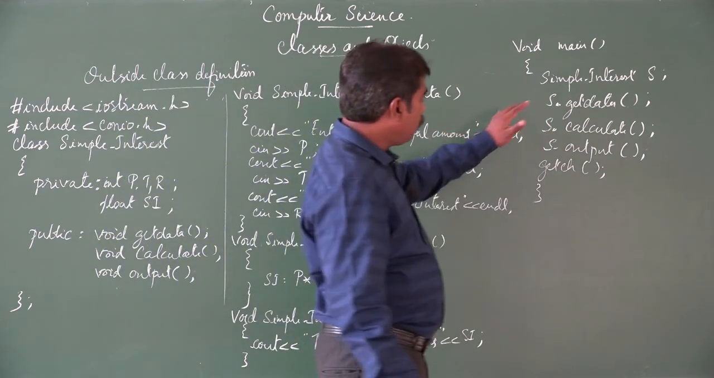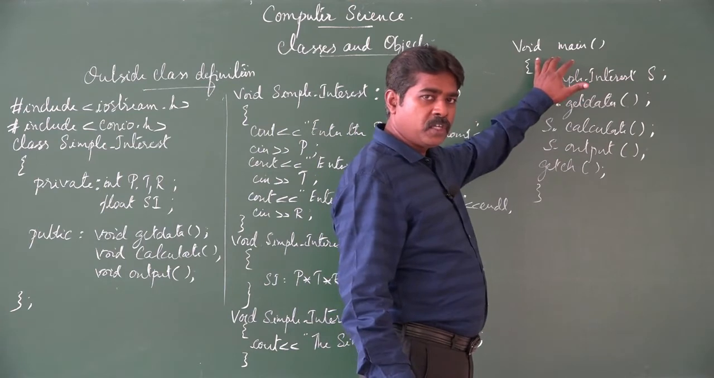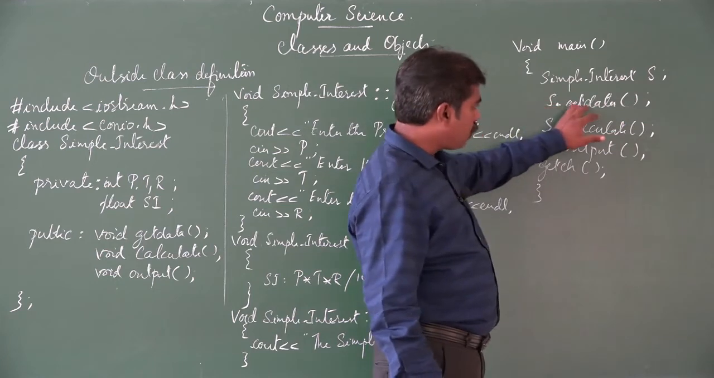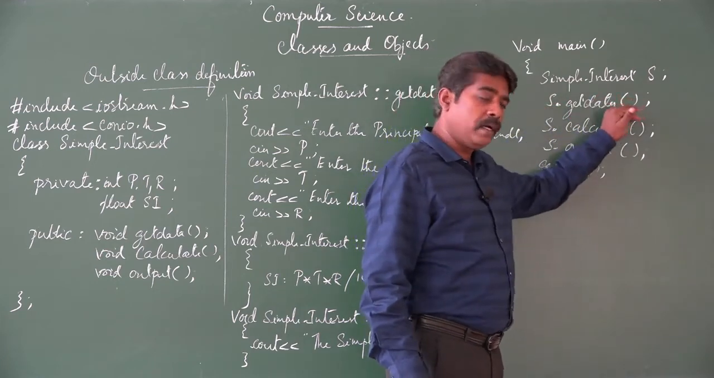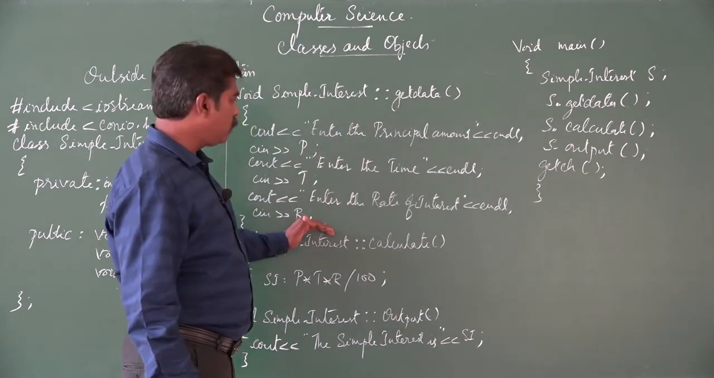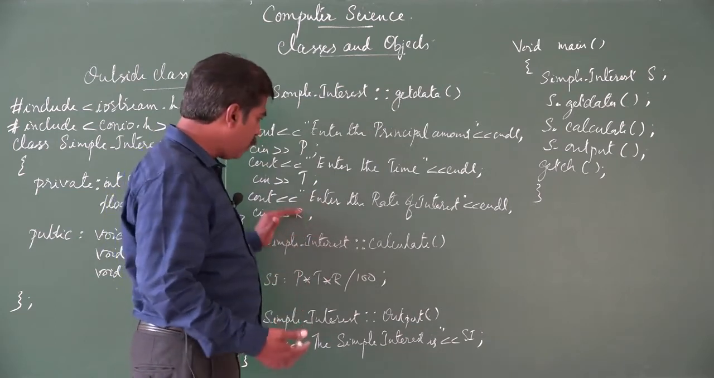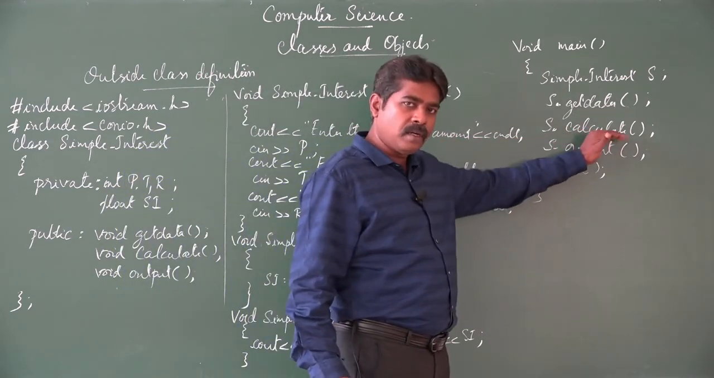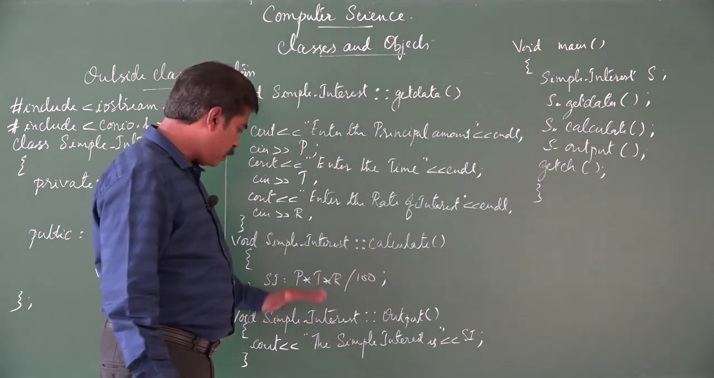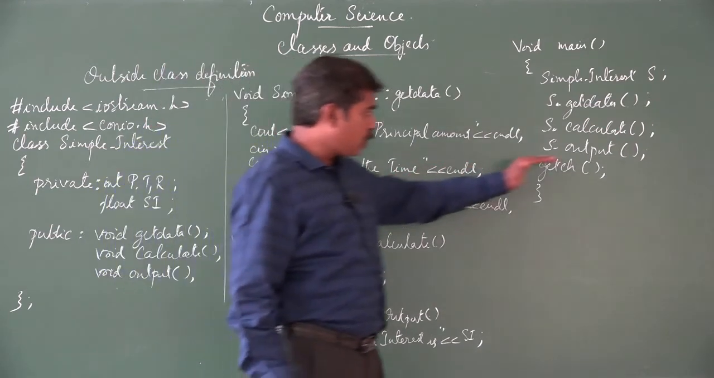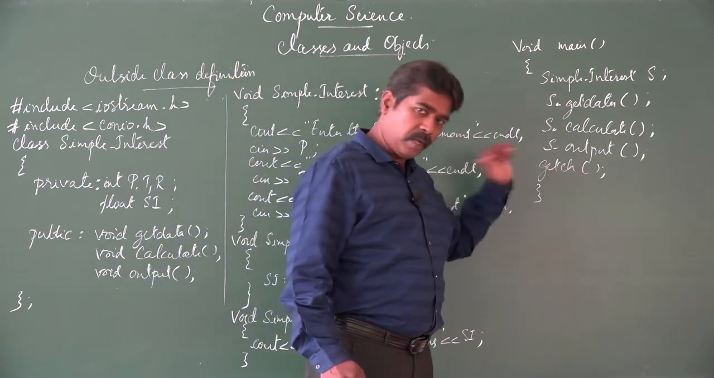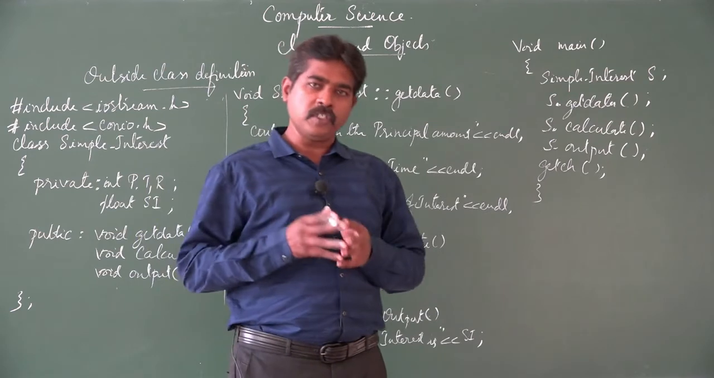As I said, the control first executes the main, then there is an object creation. We have S dot get data. So S dot get data execution moves on to get data, then executes the input, accepting the values for P, T, R, then moves back. Then S dot calculate, the member function will be accessed, then the calculation part. After that the control comes back, output is executed, comes back and ends the program. The point here is scope resolution operator.